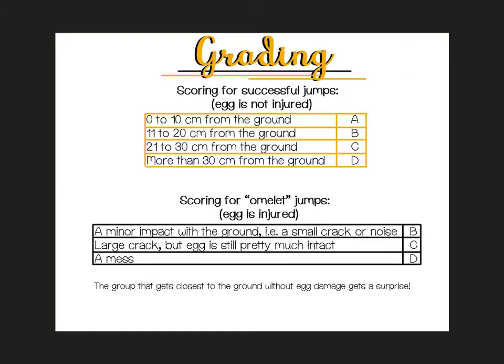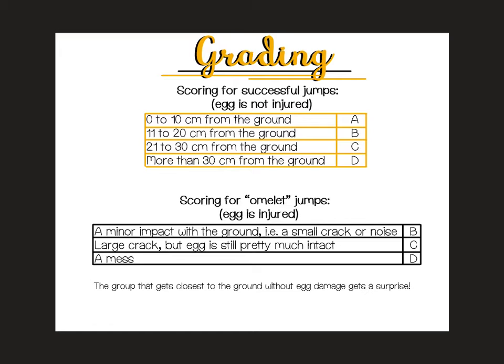So for grading, the jumping part is just a portion of your grade. So the actual egg jump is a group part of the grade. So your whole group will get the same grade for this portion only. This portion is a third of the total grade. So if you drop your egg and it doesn't hit the ground, that's considered a successful jump. So it's this yellow box up here.